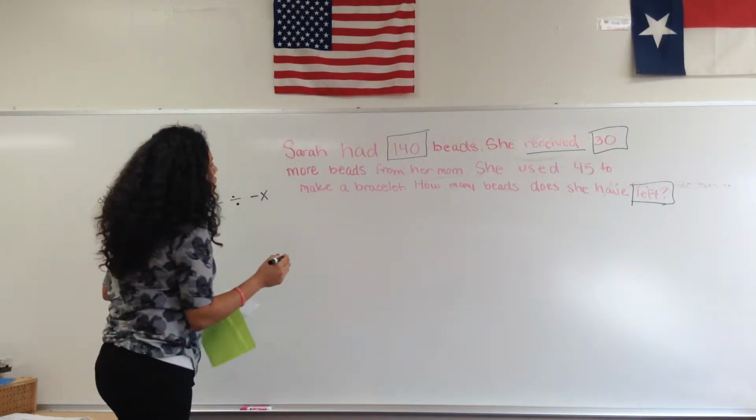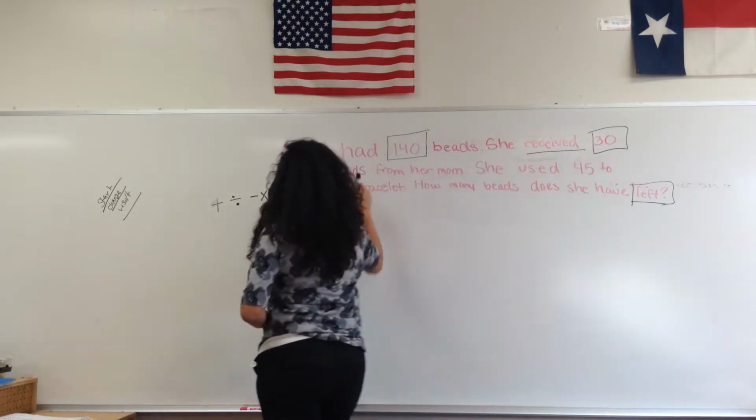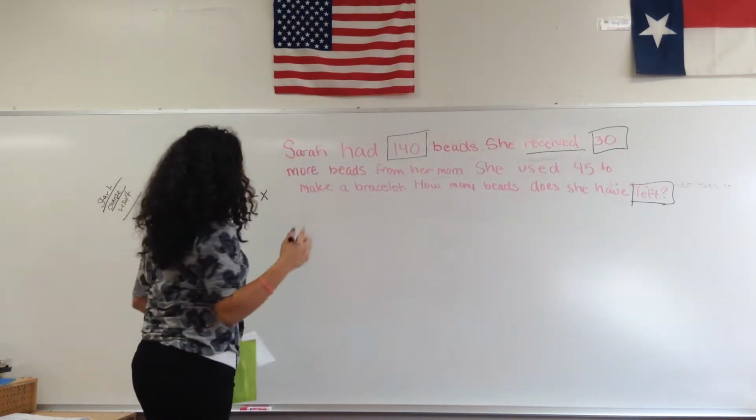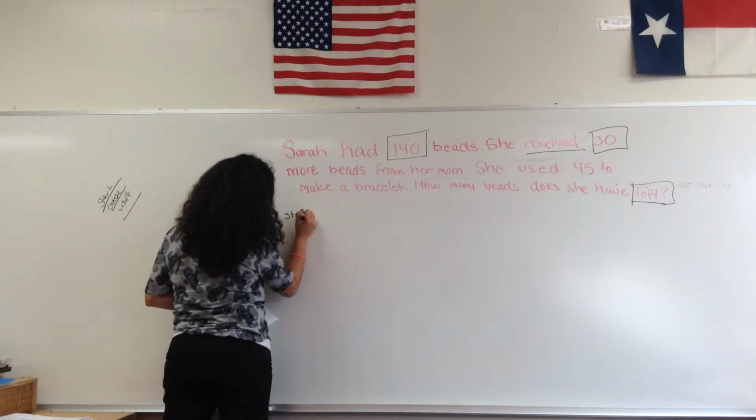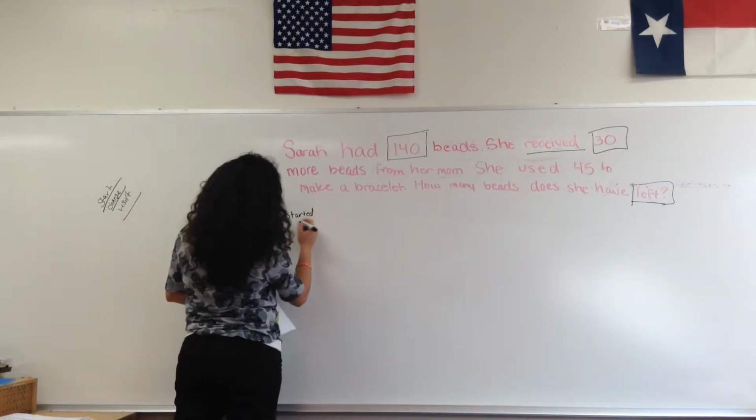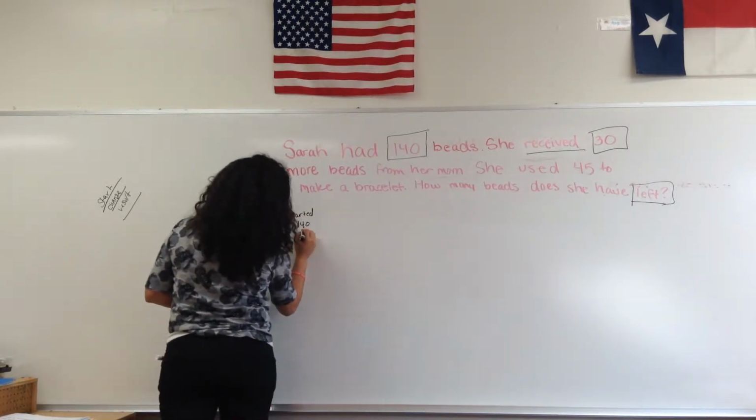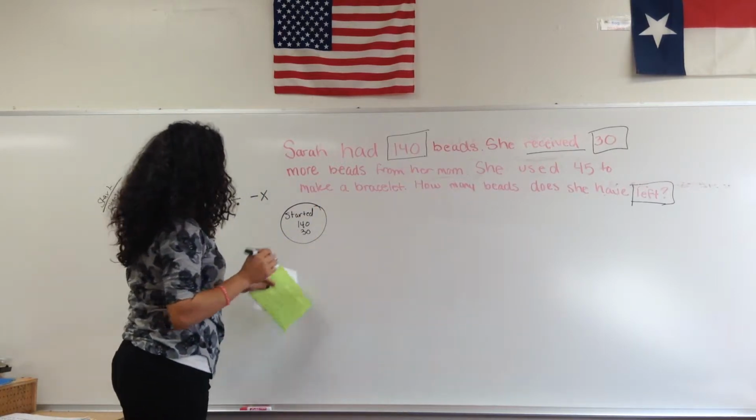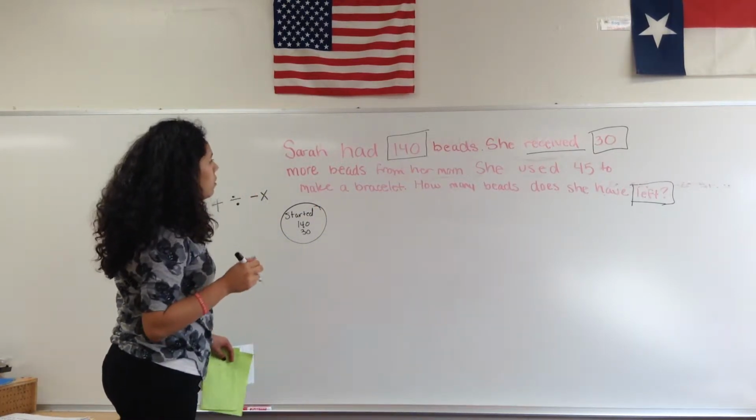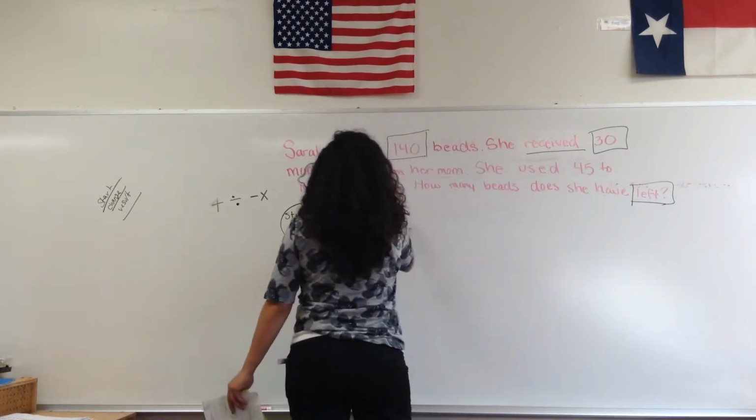So she had 140 and 30 more beads. So that's what she started with. So let's go ahead and write that down. So she started with 140 and 30 more. That's what she started with. Okay?